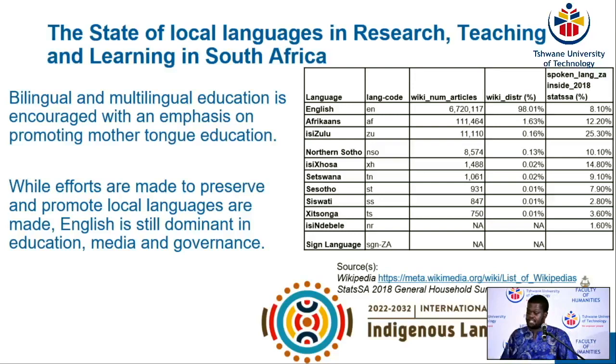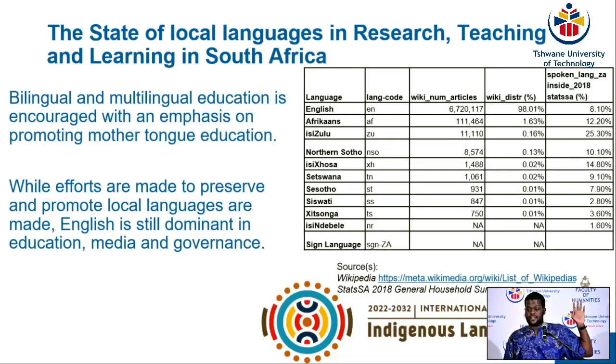One way to think about this, from the previous presentation, we did not script that, is Wikipedia. This is a heuristic, meaning it's not a scientific thing, it's just something we use to understand the state on the ground. On Wikipedia, let's count how many articles are written in each of the South African languages.